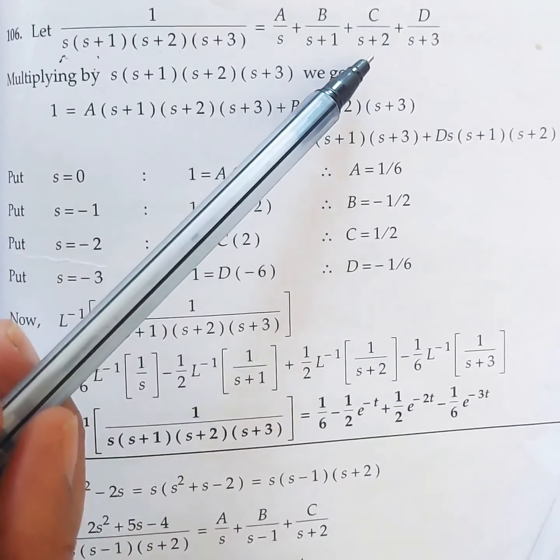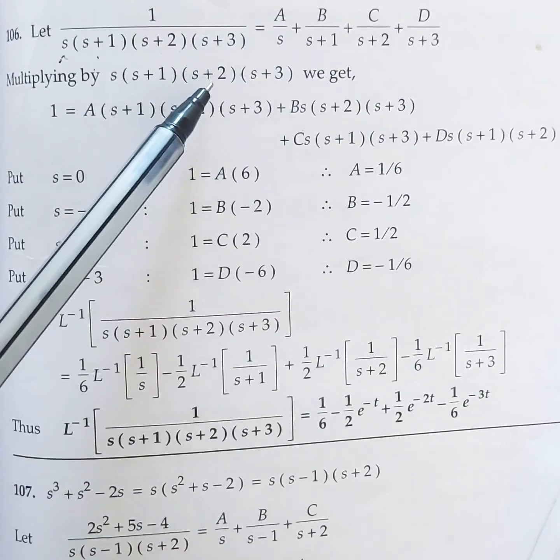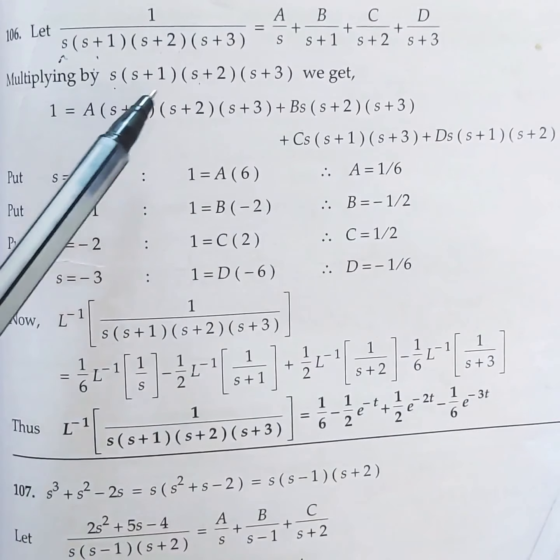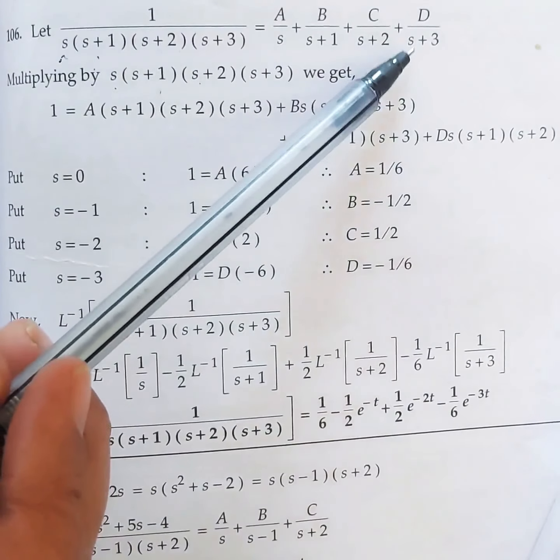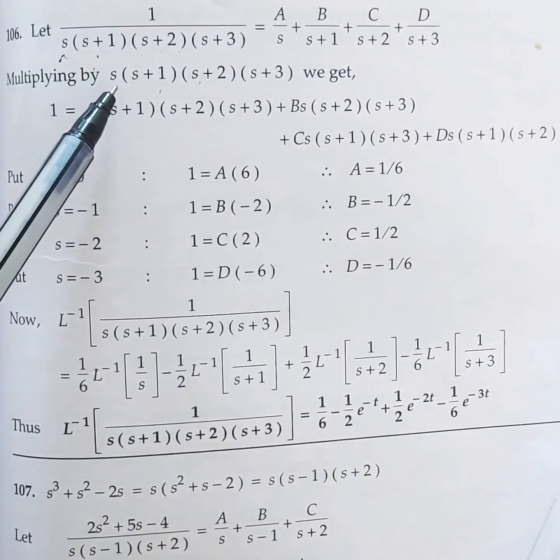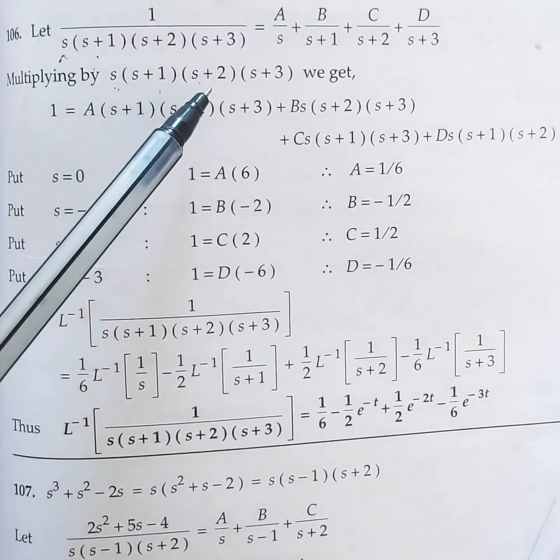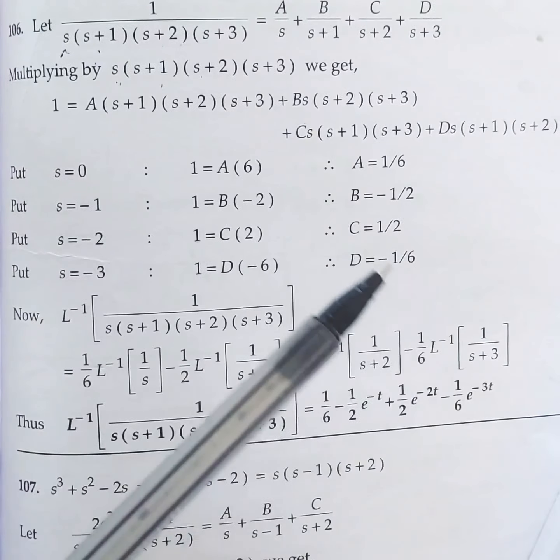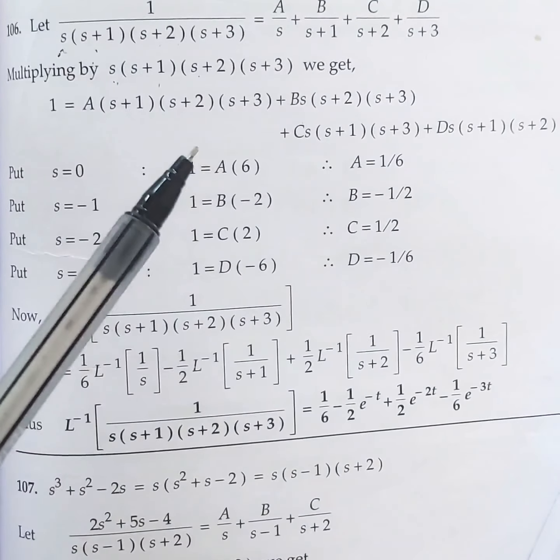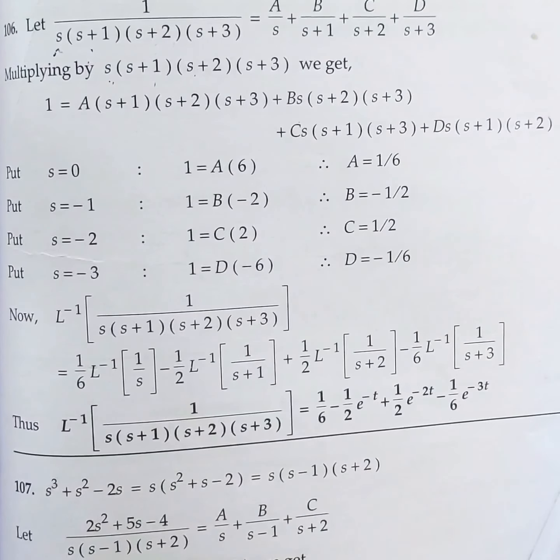Similarly, plus c by s plus 2 is there, so leaving s plus 2, you are going to multiply with s plus 1, s plus 3 with c, and finally d by s plus 3 is there, so I will multiply d with s plus 1, s plus 2. So it's a simple technique of taking LCM, that's it. Now I will substitute suitable values to find the values of a, b, c and d.